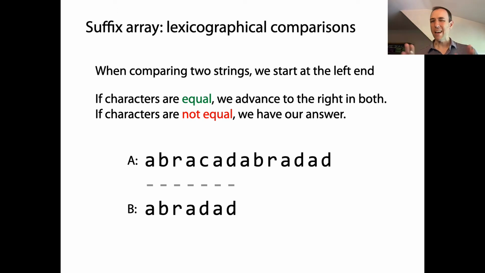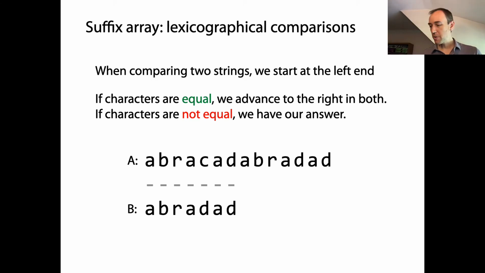We didn't really have to do these with suffix tries and suffix trees, but now that we're talking about suffix arrays, we're going to have to do some lexicographical comparisons of strings. So let me just pause and make it abundantly clear what we're doing when we're comparing two strings to see which one comes first, lexicographically.